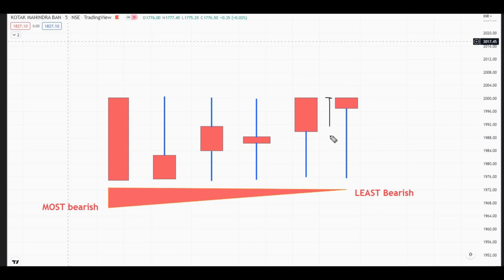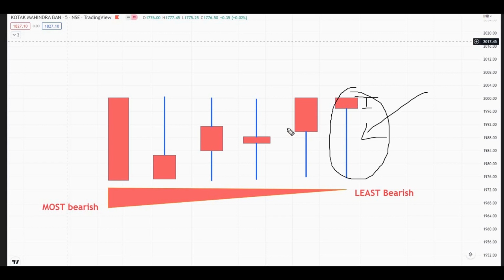Sellers have pushed the prices aggressively towards the downside up till this point, but from here buyers have become very aggressive and again pushed the prices towards the upside and closed around the top half of the total range of the day. It is around 20% of the total range of the whole day. So we can say that this is a very least bearish candle and a type of bullish candle.